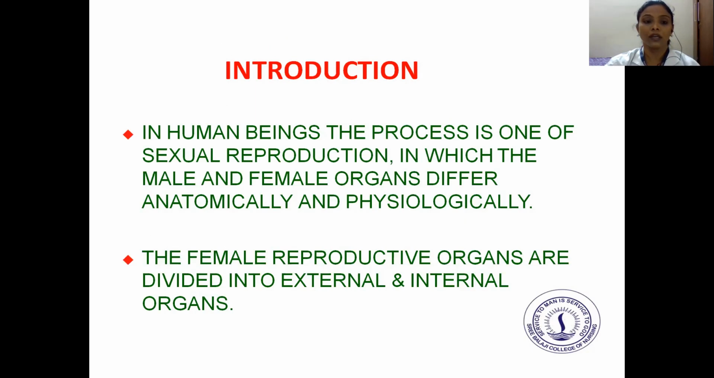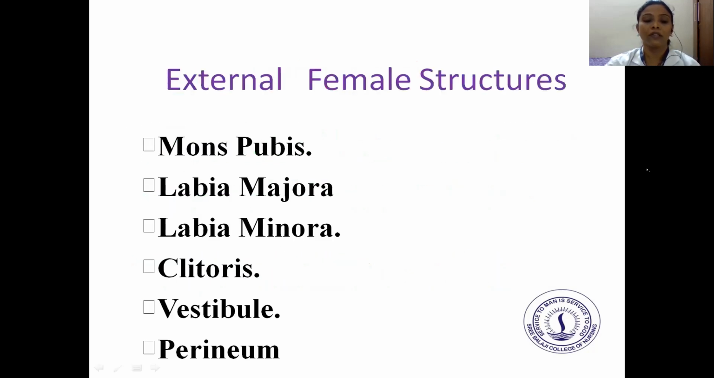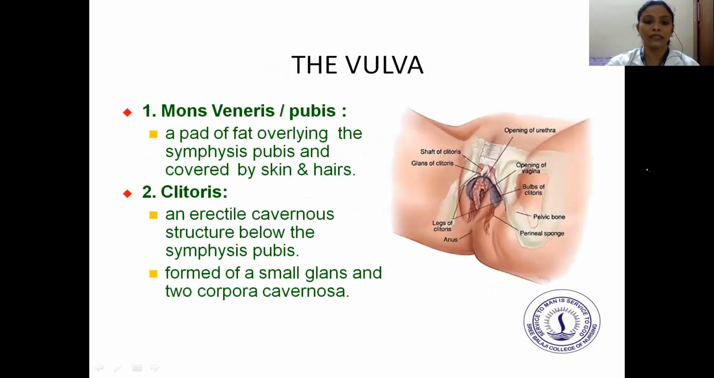Coming to the introduction, in all human beings, one of the processes is human reproduction, in which the male and the female organs differ anatomically and physiologically. The female reproductive organs are divided into external and internal organs. The external female genital organs are divided into mons pubis, labia majora, labia minora, clitoris, vestibule, and perineum. Altogether they are called the external female structures. So, one by one, let's see.